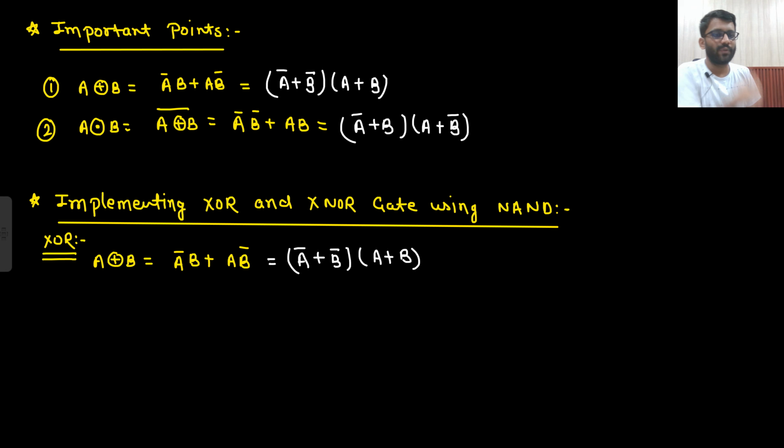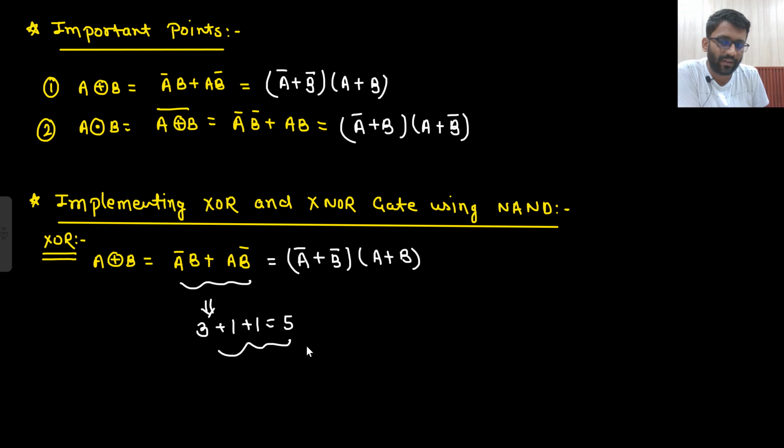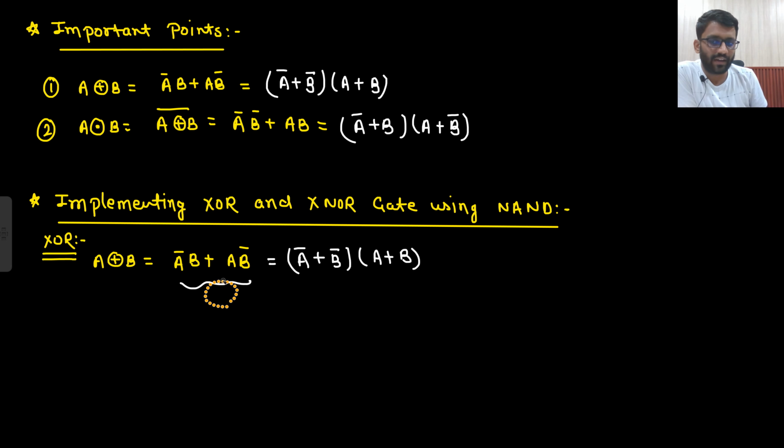If I think about only this form, what will be my answer? A bar B plus A B bar. How many gates will this require? 3. How many for A bar? 1. How many for B bar? 1. My answer would be 5. Okay, let's hold on to this. If I directly go by this method, my answer will be 5: I need 5 NAND gates to implement XOR gate.